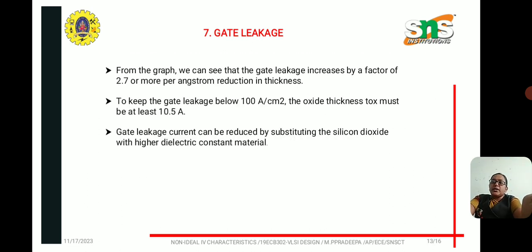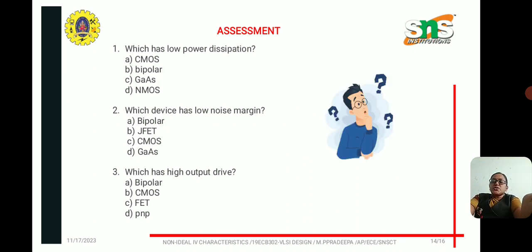So with this small assessment, we stop here and we continue about the PWELL process in the next session.